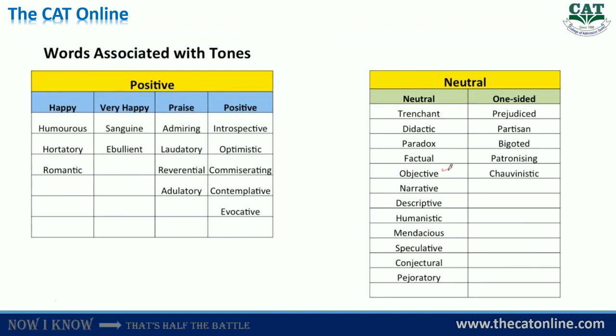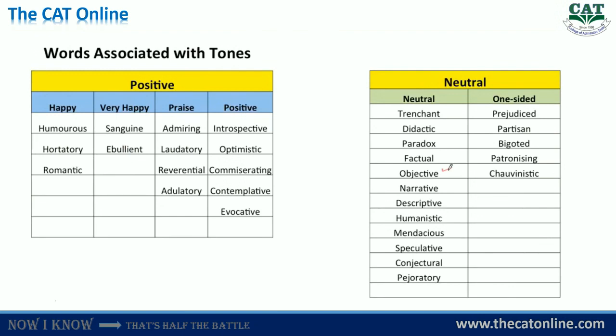So an objective tone is one that presents you exact figures or numbers. You're just plainly stating whatever is there, right? There were 800 people, 20% men, 80% women. Out of 80% women, 40% educated, 60% uneducated. So these are plain statements that are presenting objective information. So this becomes an objective tone.